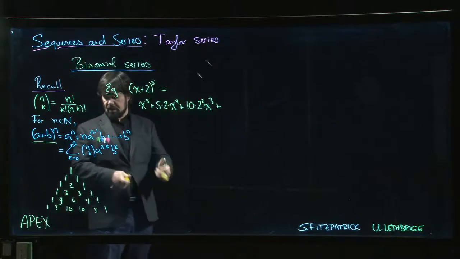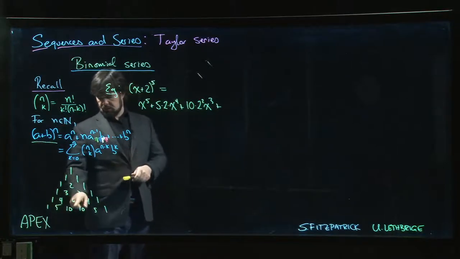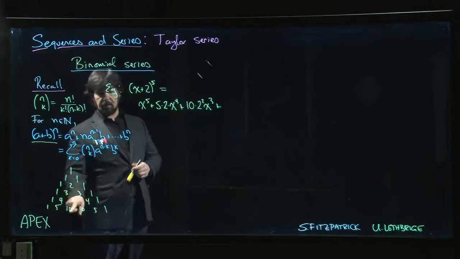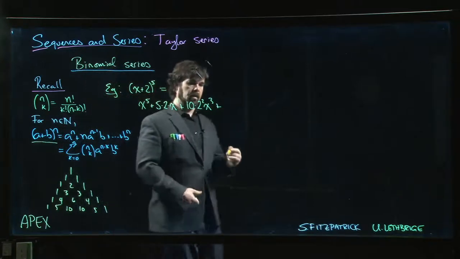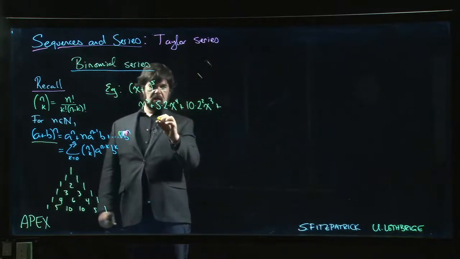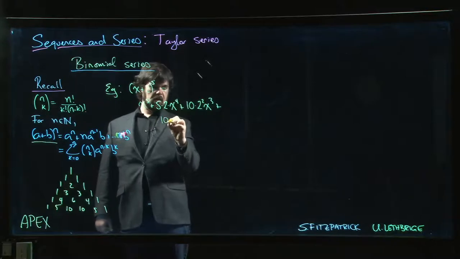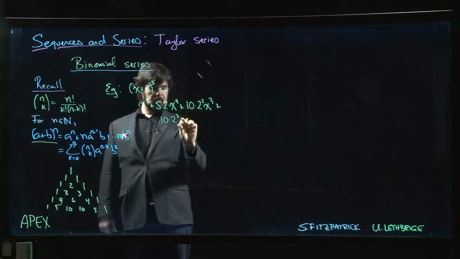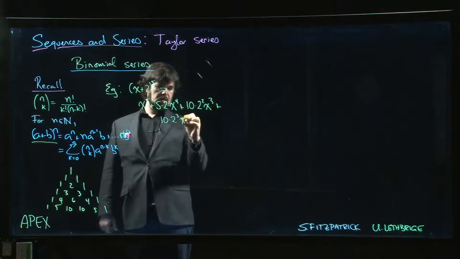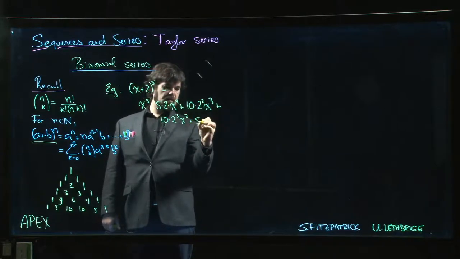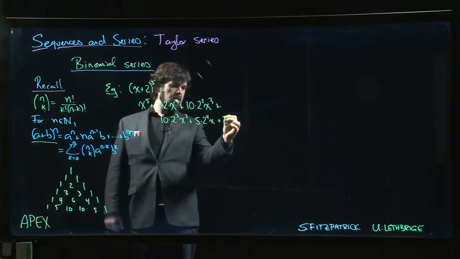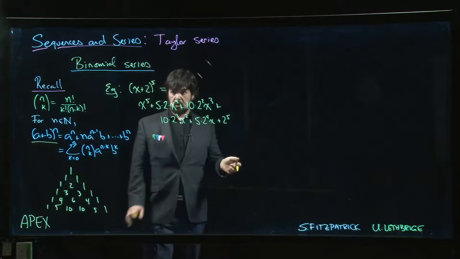So remember, the way that you do Pascal's triangle is each entry is the sum of the two that are immediately above it on either side. So 4 plus 6 gives me 10, for example. Okay? So I can do that, and then 10 times 2 cubed times x squared, and then 5 times 2 to the 4 times x, and then finally 2 to the 5. You can quickly expand that out.